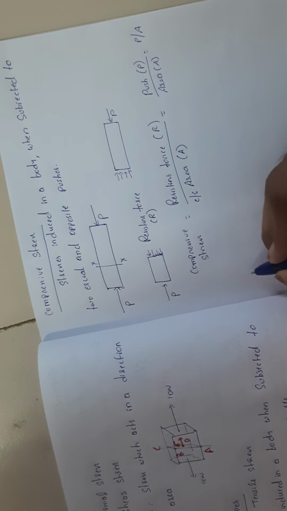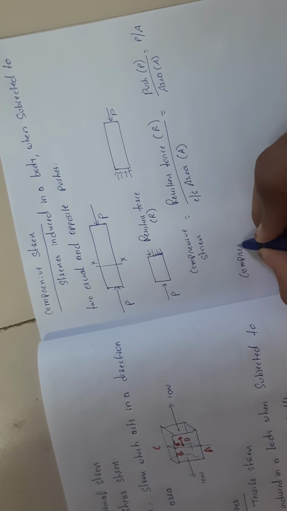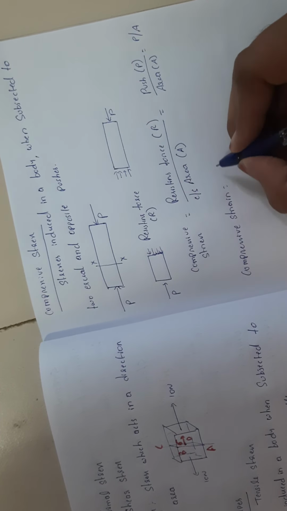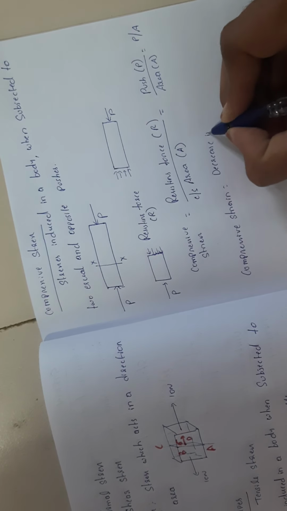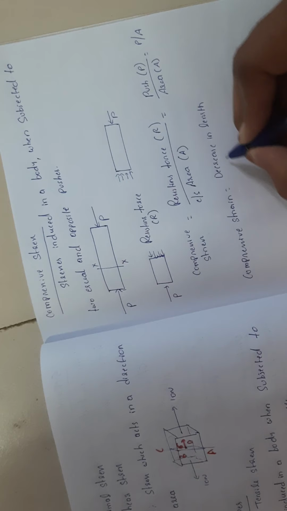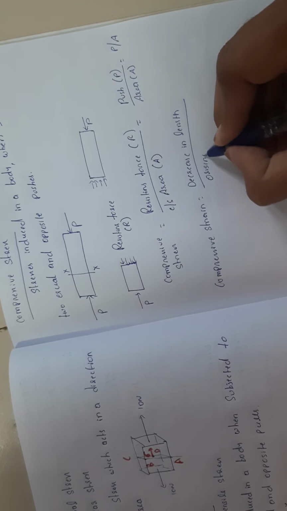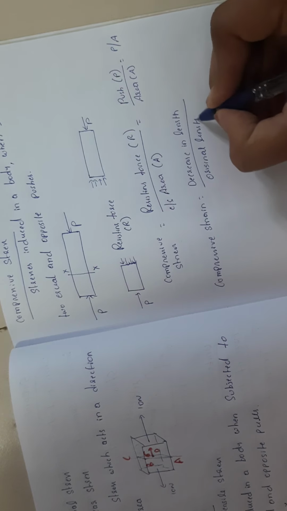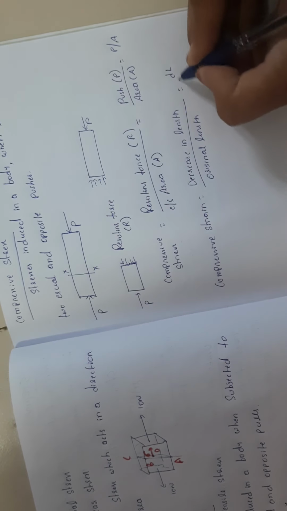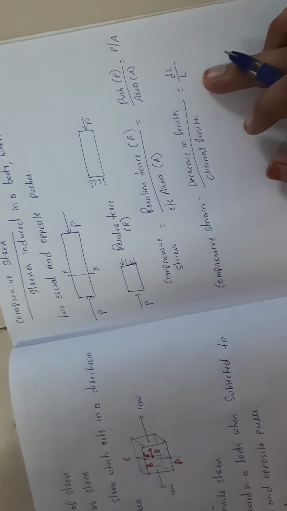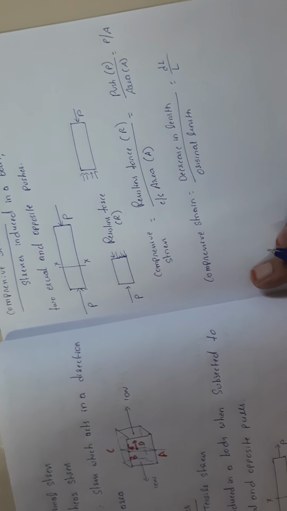Similarly, compressive strain can be written as change in length, that is decrease in length, divided by original length. So this is called dL by L. This is how you can calculate the compressive stress. So this is the definition of compressive stress.